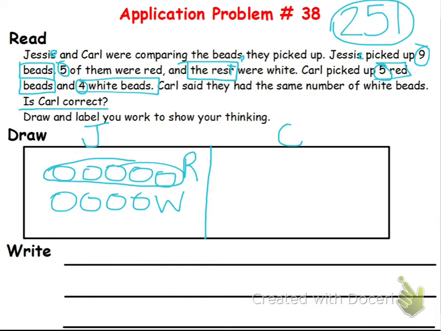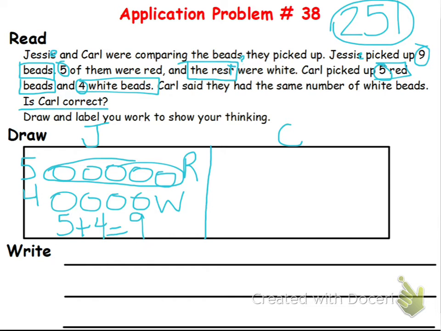Now let's look at this. What are our 2 parts for Jesse? Right, 5 and 4. Let's write a number sentence for that. 5 plus 4 equals 9. We're just going to write that in the box because there's not a spot to put it.